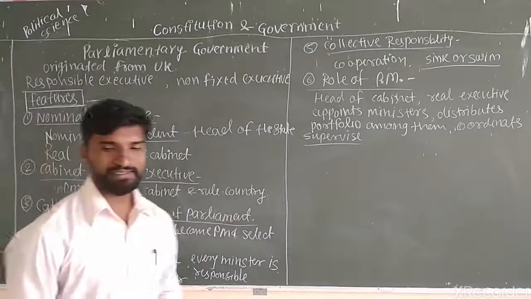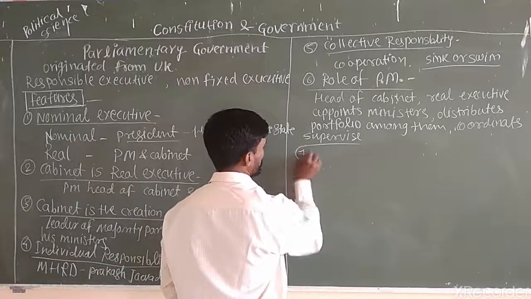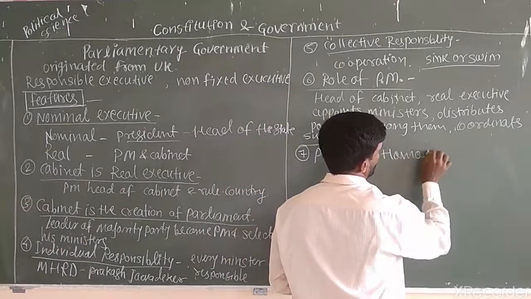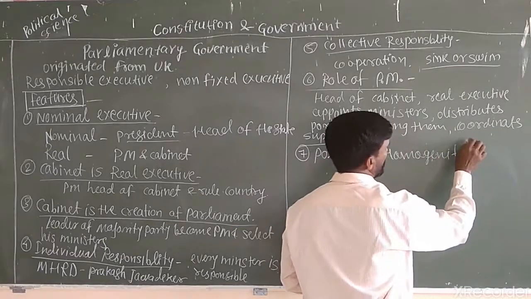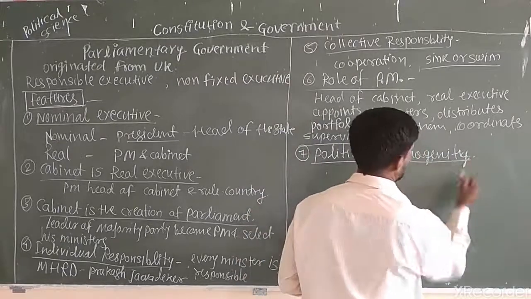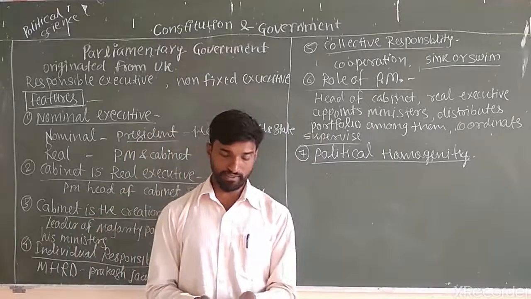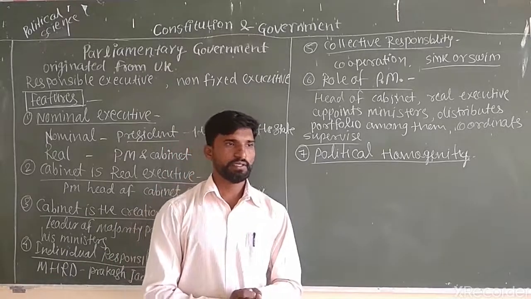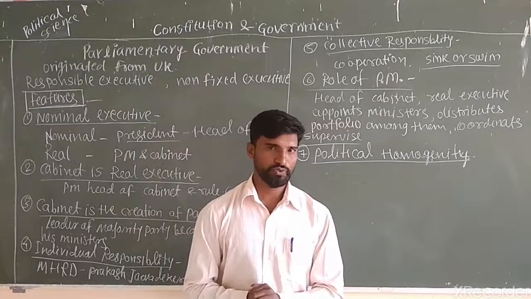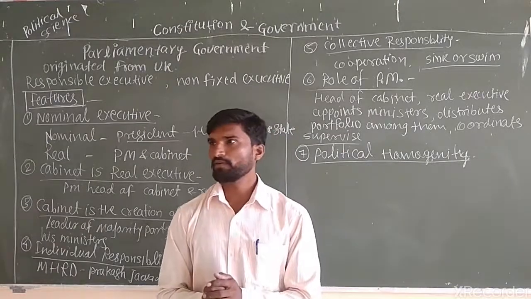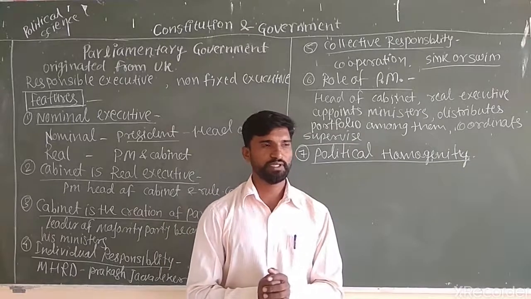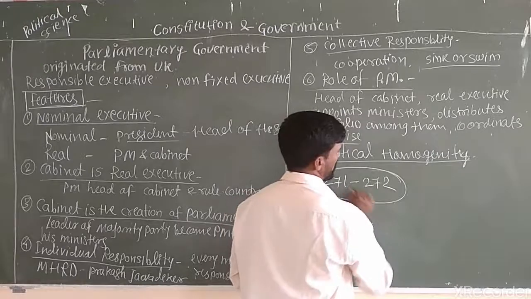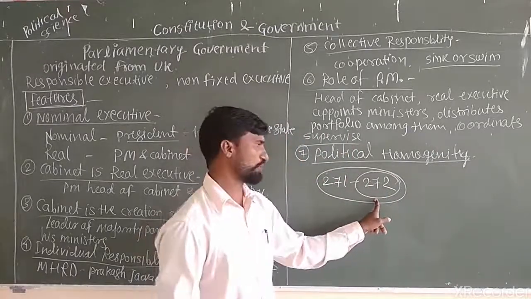Okay. Next point is political homogeneity. Homogeneity means unity, oneness. So how is political homogeneity? Earlier what used to happen? The Lok Sabha has 545 seats. 272 seats are required to get the majority in the Lok Sabha to form the government.